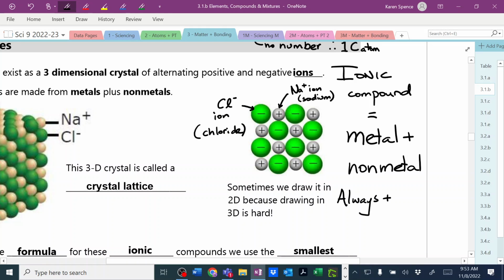So it's always positive beside negative because they attract.